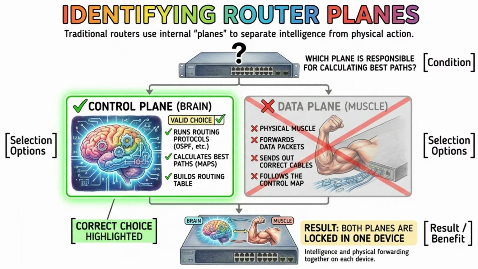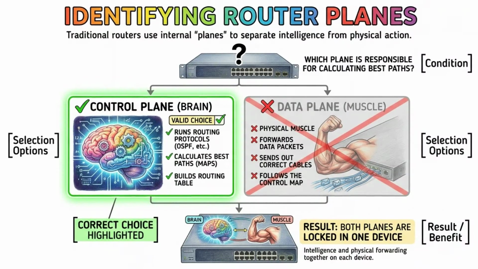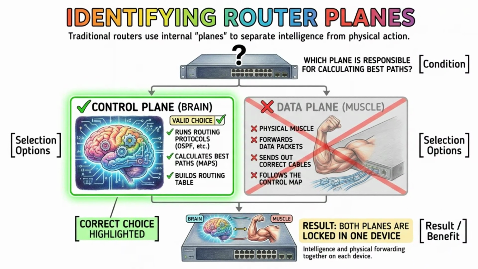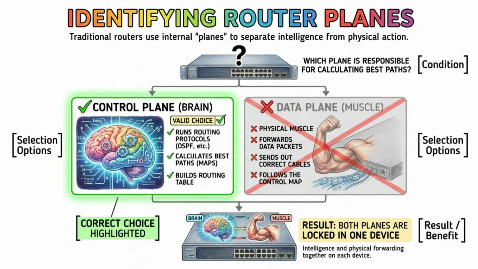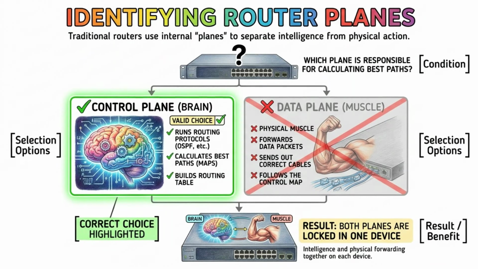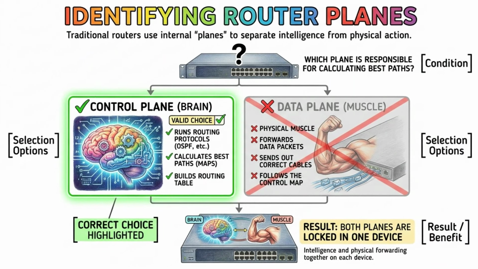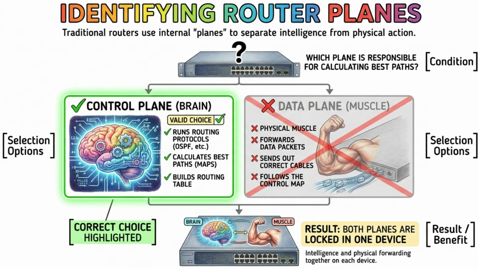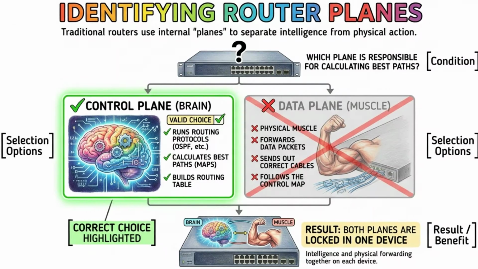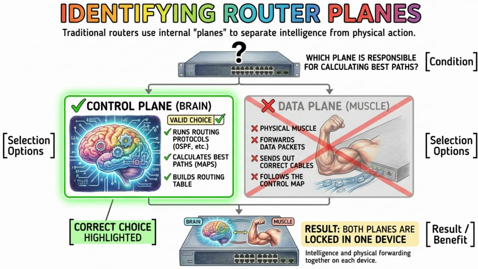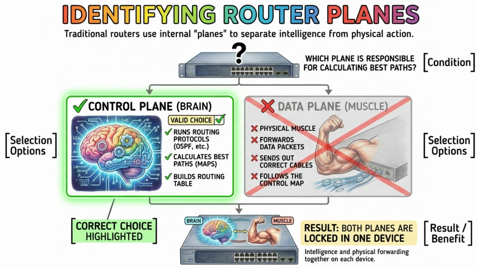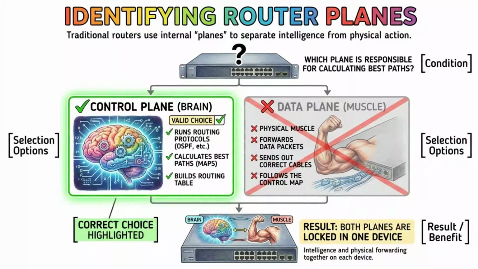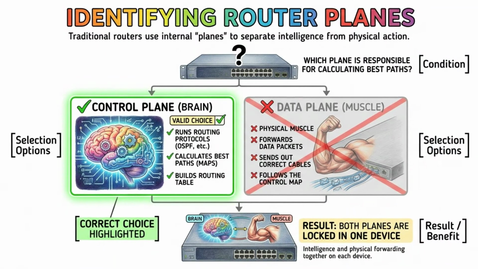To truly understand how software-defined networking works, you first have to understand how a traditional router thinks, which is divided into different functional planes. The control plane is the absolute brain of the router, responsible for running routing protocols like OSPF and mathematically calculating the best paths across the network. The data plane, on the other hand, is simply the physical muscle of the router, responsible for actually forwarding the data packets out the correct physical cables based on the control plane's map. In a traditional network device, both the highly intelligent brain and the physical muscle are permanently locked together inside the exact same physical metal box sitting in your server room.